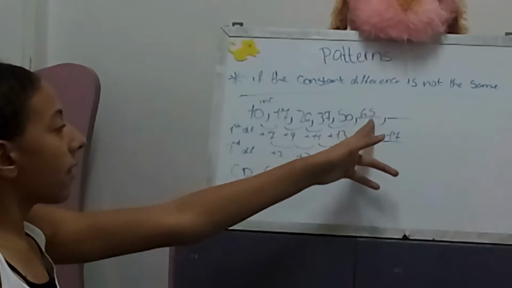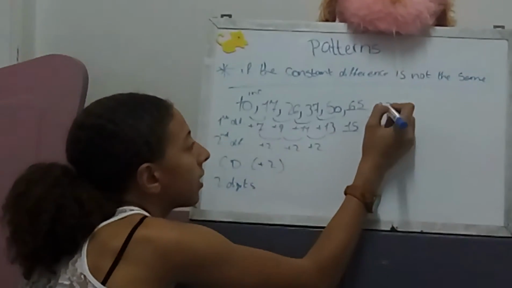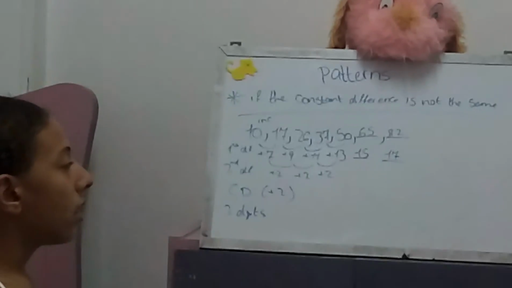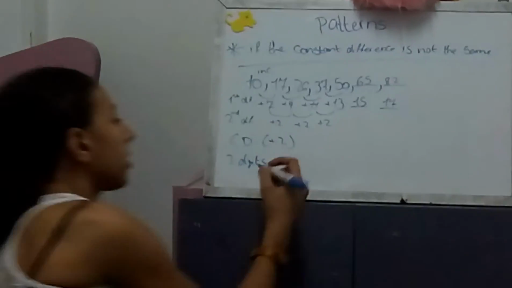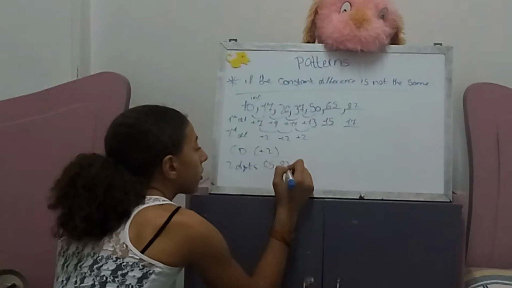And we'll do 65 plus 17, it will be 82, okay? So the next 2 digits are 65 and 82.